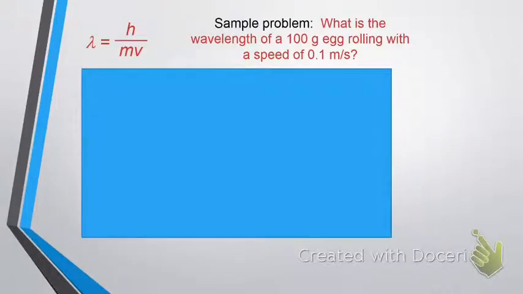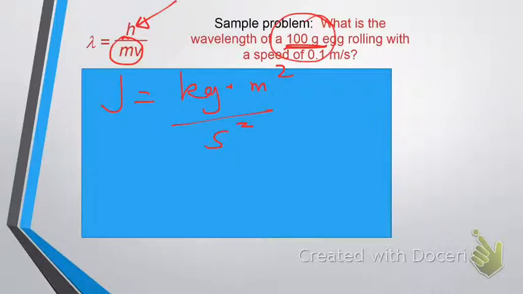So in this problem, we're going to determine the de Broglie wavelength of matter. In this example here, we're looking at an egg that's rolling with a constant velocity of 0.1 meters per second, and we're assuming now that friction is negligible here. The very first issue that we have to deal with is the fact that we have mass, and the mass of the egg is in grams. However, Planck's constant has joules in it, and a joule is equal to a kilogram times meters squared over seconds squared. Okay, so because of this, we need to convert our grams into kilograms.